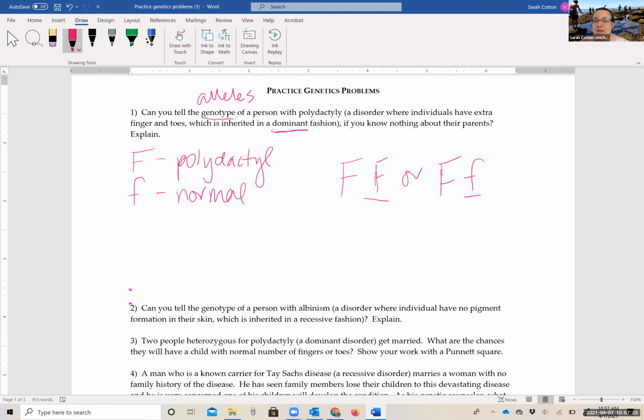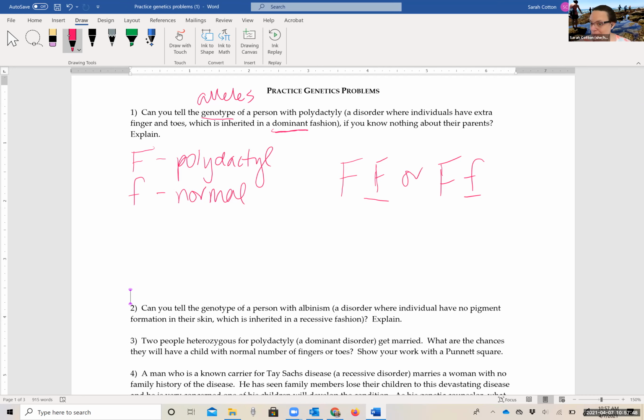Is it possible to tell by looking at her? Would it be by looking at her other hand? Well, it wouldn't matter, because she's polydactyl one way or the other. It could be on just one hand, or on both hands and both feet. Either way, she'd still be polydactyl. Would you have to look at her parents to see if she has two big Fs?